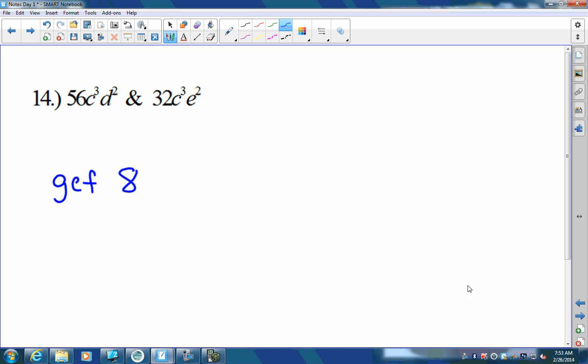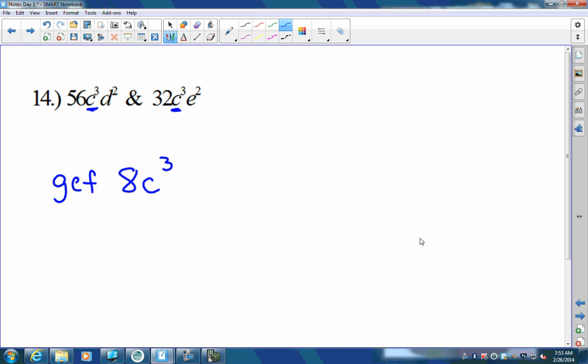Now I need to look at my letters. I have a C to the third and a C to the third. Each one of them has a C. Both of them have an exponent of a 3, so that's your GCF. No, you don't add them. You find the lowest exponent.